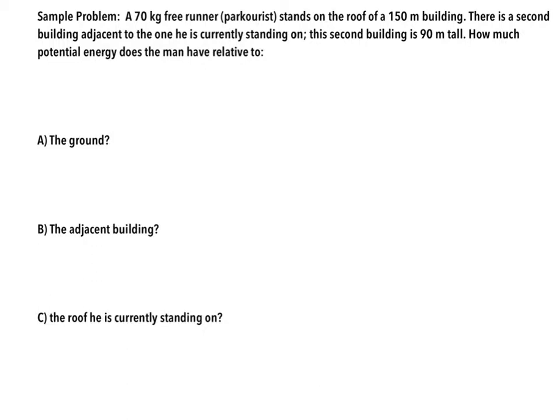We're going to see that it's about a parkourist, someone who does parkour and runs along the rooftops of buildings, something that we can all relate to. So in this particular problem, here's the issue. A 70-kilogram free runner, otherwise known as a parkourist, stands on the roof of a 150-meter building. There's a second building, so there are two buildings in this problem. There's the 150-meter building, and then there's a second building next to the one he is currently standing on, and that one is 90 meters tall. So there's a 150-meter building, and there's a second 90-meter building.